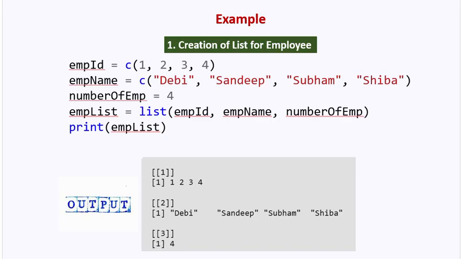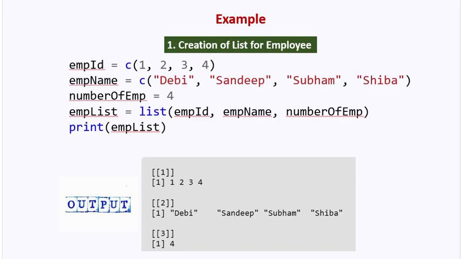In order to store this collection of multiple types of data, we are going to use a list. So let me see how to create this. As we discussed earlier, in order to create a list, we have to use the list built-in function. You can see emp id equal to c of the ID values 1, 2, 3, 4. These are the IDs of our employees. And the c we mentioned here is used to create a vector, which is also one of the data structures in R programming.